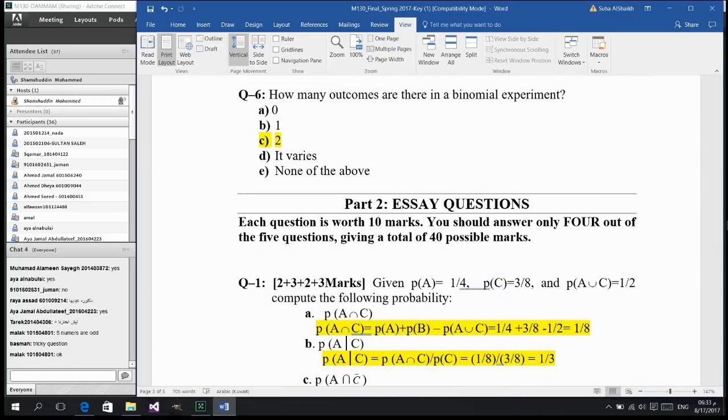Here is a question. How many outcomes are there in a binomial experiment? A binomial experiment has success or failure, right? So how many outcomes do we have? Either pass or didn't pass, boy or a girl, true or false. So it is just 2 options we have, exactly: success or failure.